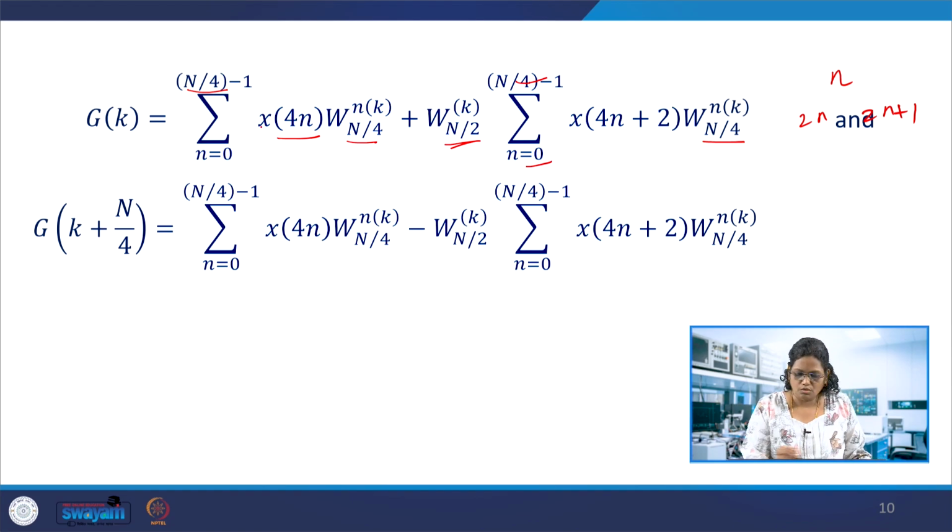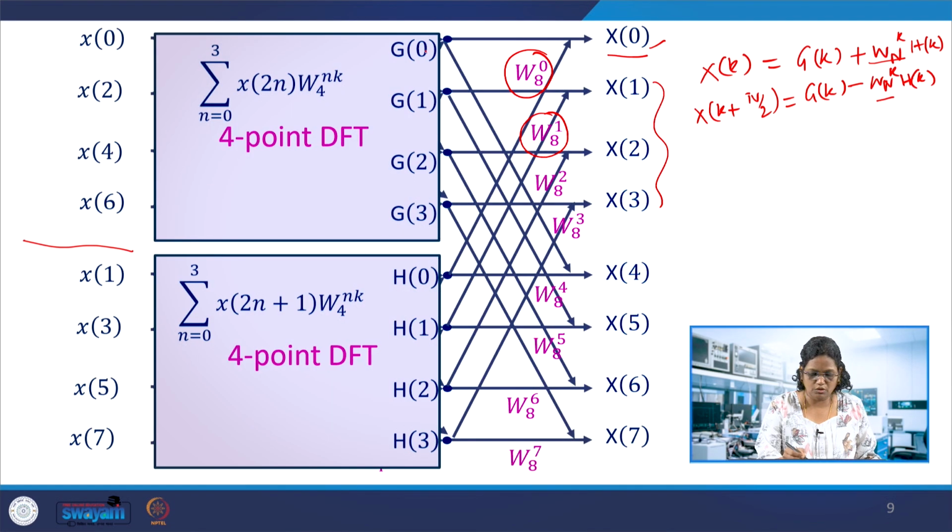So extend this to this, because k is varying from 0 to n by 4 minus 1. Here n by 4 is 8 by 4, which is 2, minus 1, so here 0 and 1 only. So 0 and 1 here. Similarly the other equation, if you want 4 of them, we want 0, 1, 2, 3 here, for the h cases.